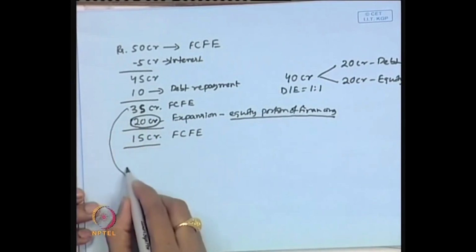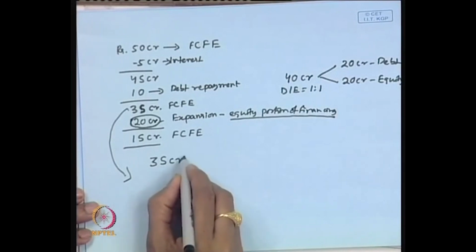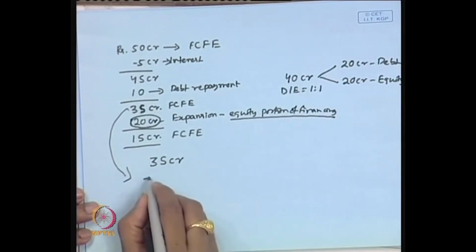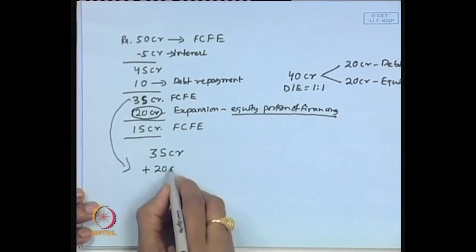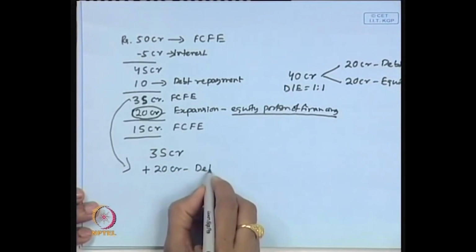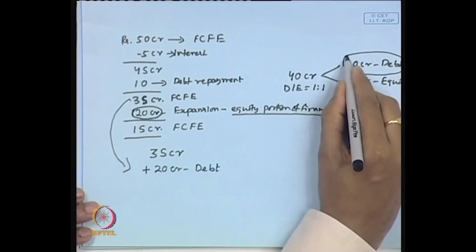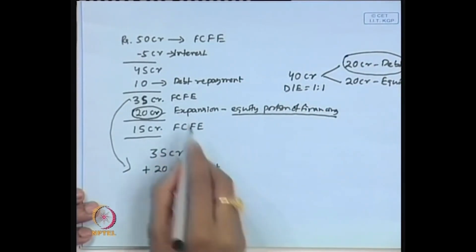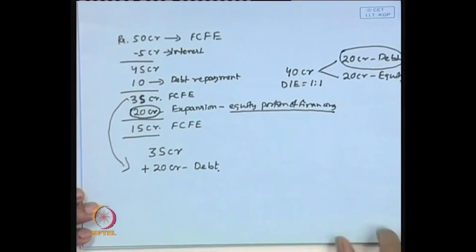Other way around, this can also be found out. So, 35 crore is the figure that we got, then the company gets 20 crore as debt, the company is raising additional debt. Okay. So, one can see here there is 20 crore of debt raised as well as 10 crore of debt repayment that took place because of the prior commitment.